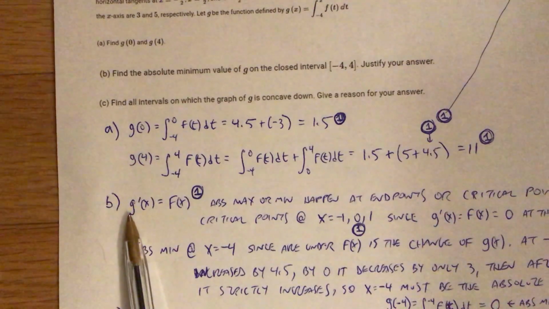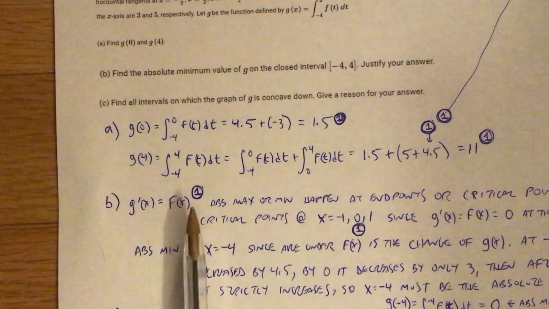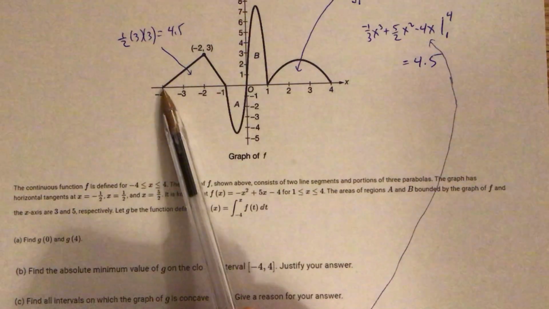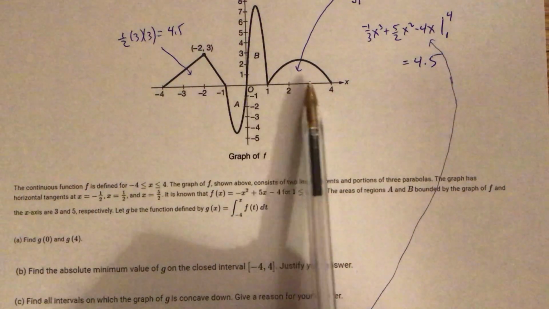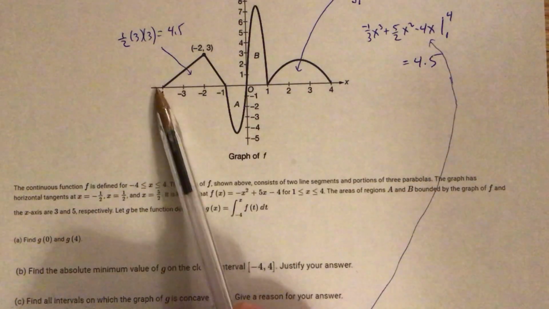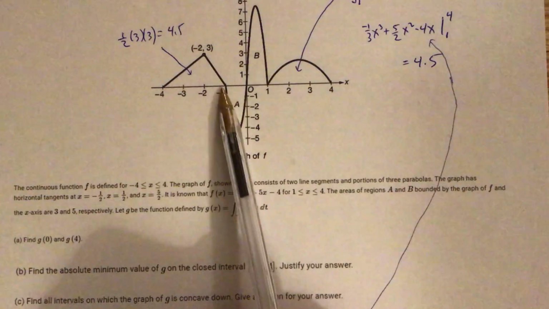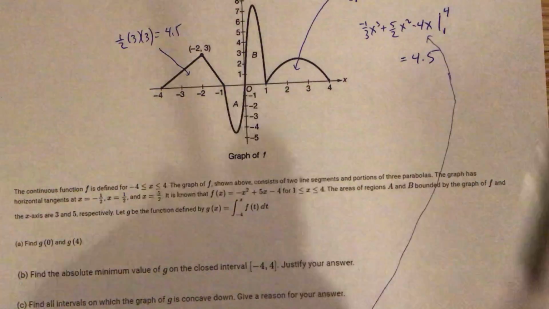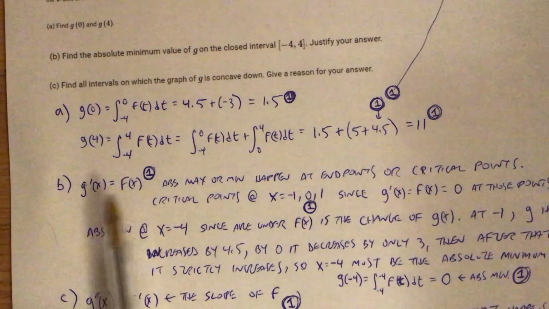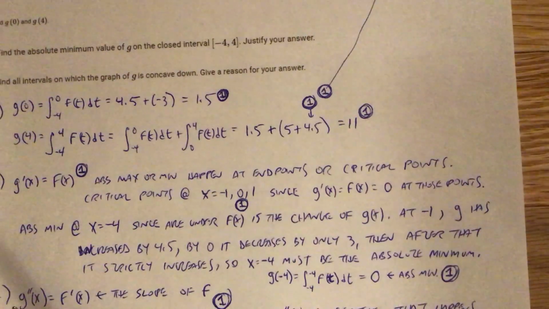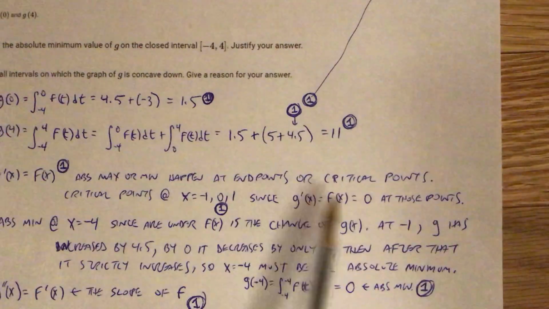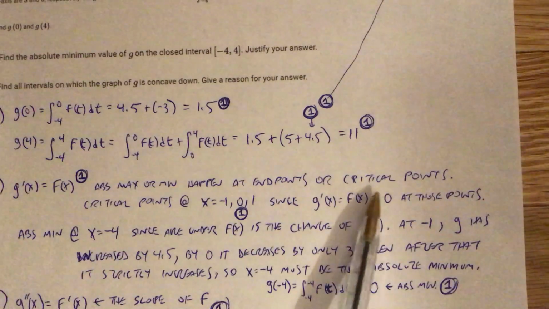So if I want to know where the derivative is 0, I want to know where f of x is 0. I can find where f of x is 0 because I have a picture of it. f of x is 0 here, here, here, here, and here. Now the good news is I don't need to worry about these because I'm going to do them anyway. These are the endpoints of that interval. But I do need these critical points in here, -1, 0, and 1. Identifying this gets you a point. I then go on to explain that the absolute max or min will happen at the endpoints or at the critical points. That's by the extreme value theorem.